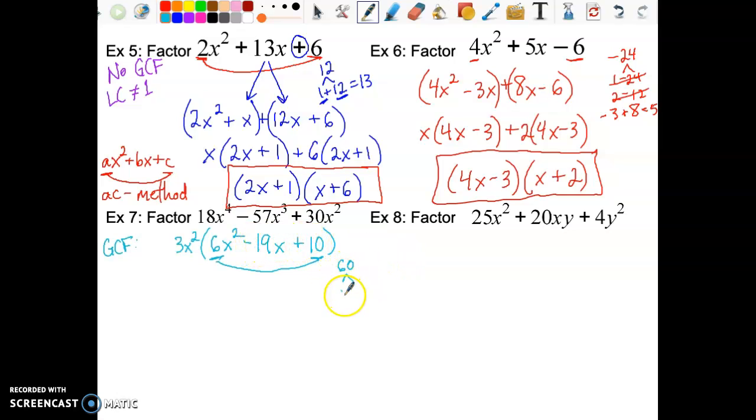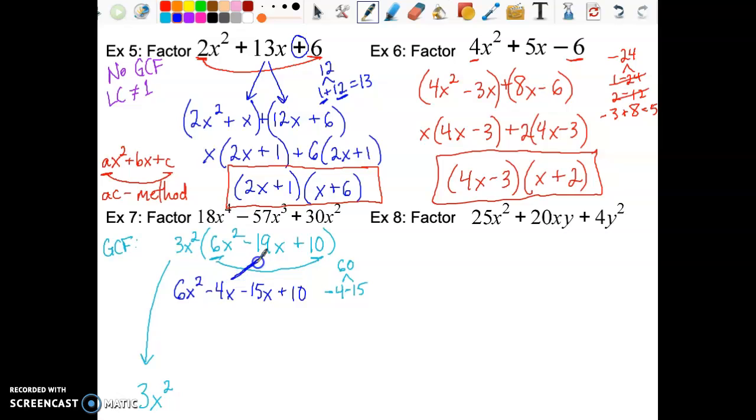So after you exhaust a lot of options, I'm going to save you some time and jump to 4 and 15. 4 times 15 is 60. 4 plus 15 is 19. Well, I want a negative, so let's negate both of those. Again, I'm going to use the phrase of just ignore that 3x squared, but it just goes along as we continue through the problem. So let me change colors. I'm just going to rewrite it as 6x squared minus 4x minus 15x plus 10.